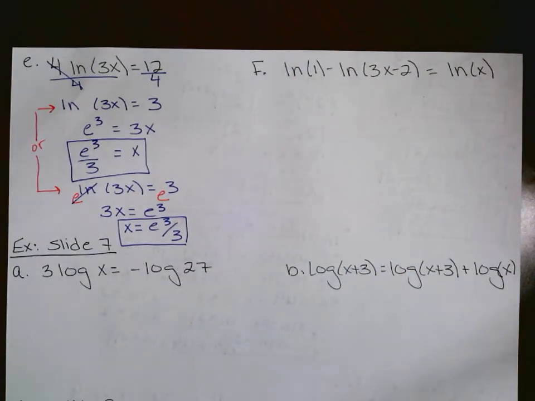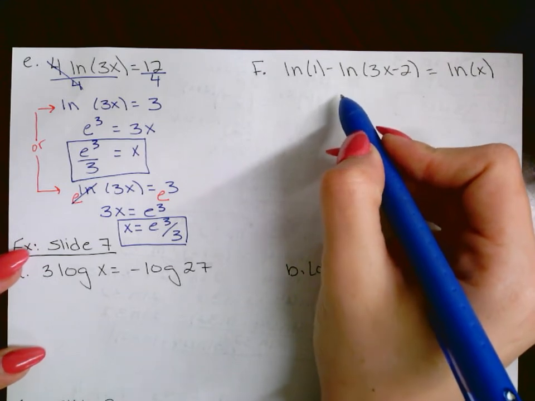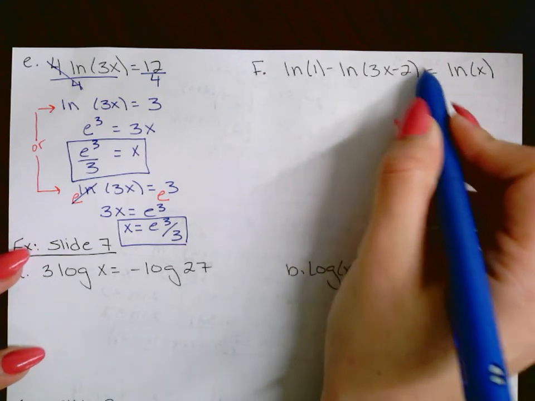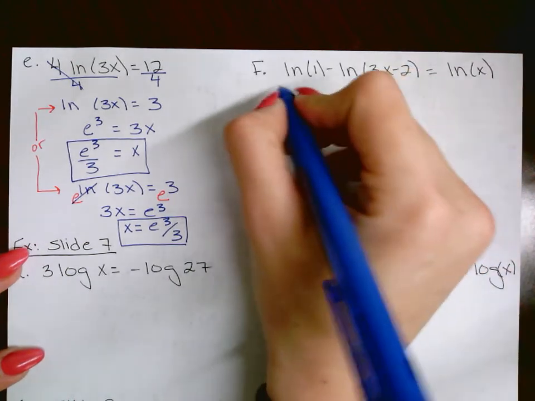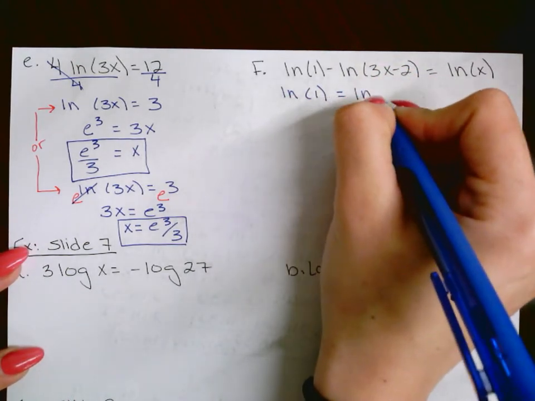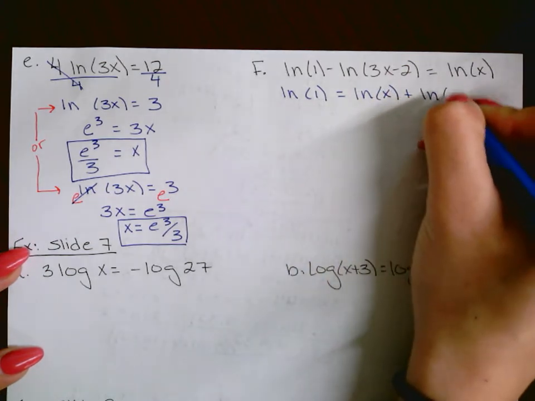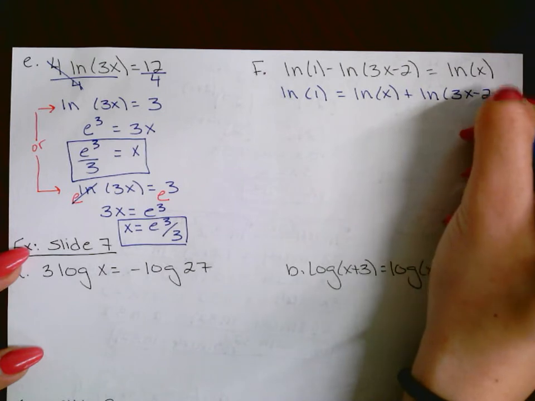I'm going to, for the sake of the notes, use the method assuming you probably didn't remember ln of 1 is 0, which I hope you start to burn in your brain, especially those of you who are thinking of calculus, okay? And I don't know about you, but if I can avoid a fraction, I will. So I'm going to add this negative ln over to the other side and say ln of 1 equals ln of x plus ln of 3x minus 2.